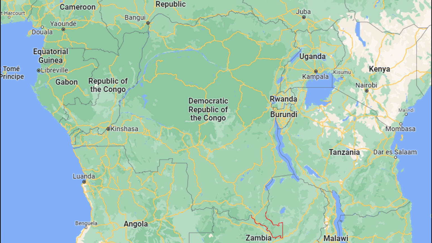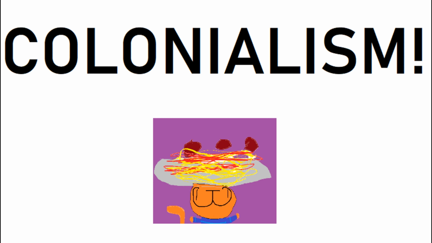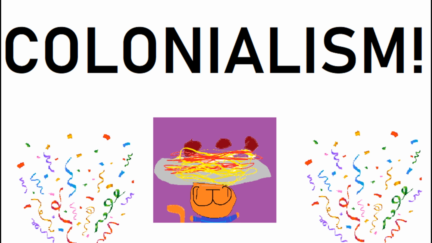Our first example is the Congo pedicle, which is this salient in the south of the DRC. Now, to understand why this thing exists in the first place, we simply need to look at one word which will perfectly summarize its history. Colonialism! We'll be seeing that word a lot.